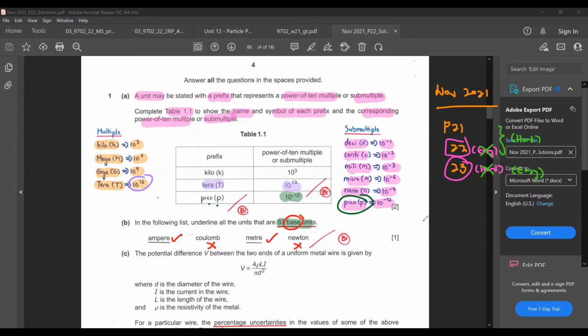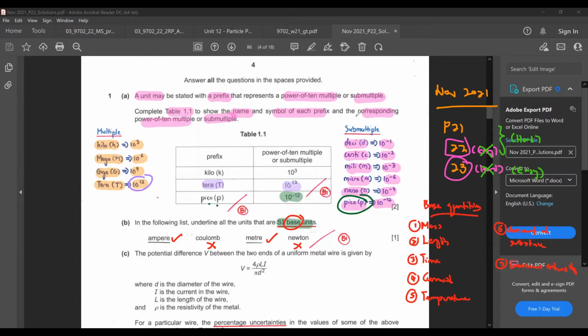You have 7 base quantities. The first one is mass. Second one is length. Third one is time. Fourth one is current. The fifth one is temperature. Then the sixth one is amount of substance. Seventh one is luminous intensity. These are your base quantities that you would have learned up to now.